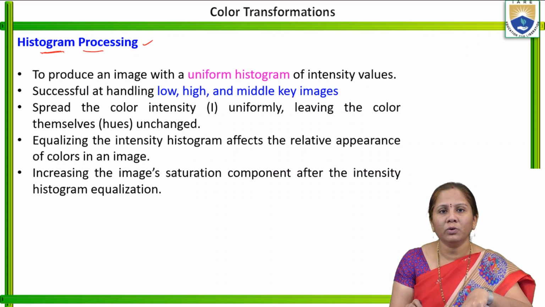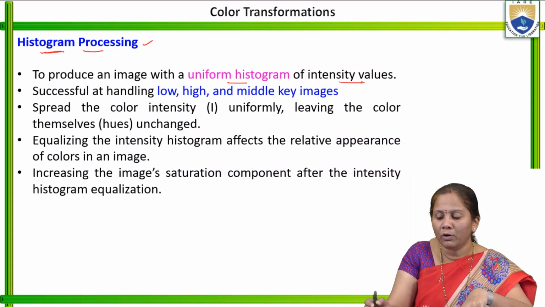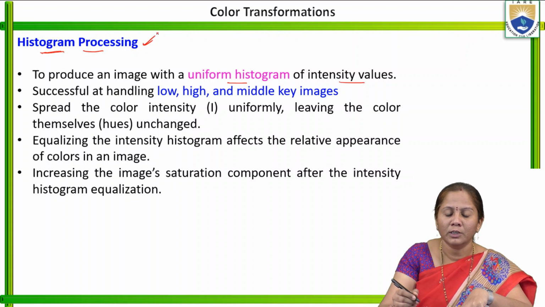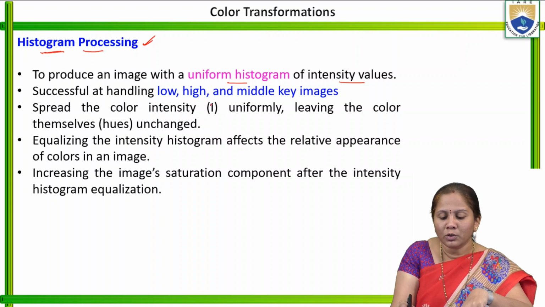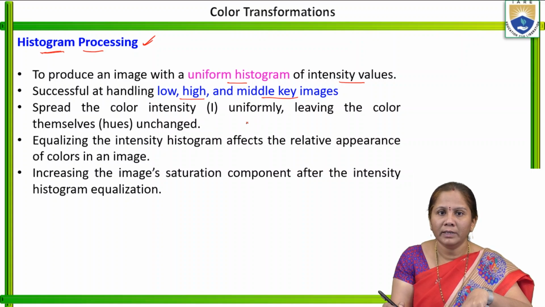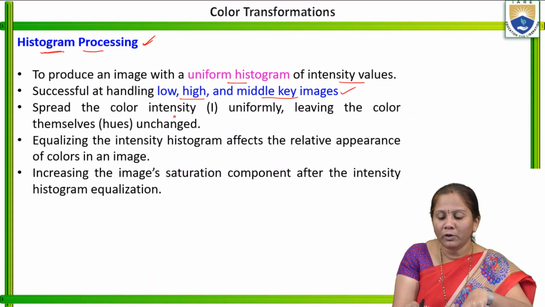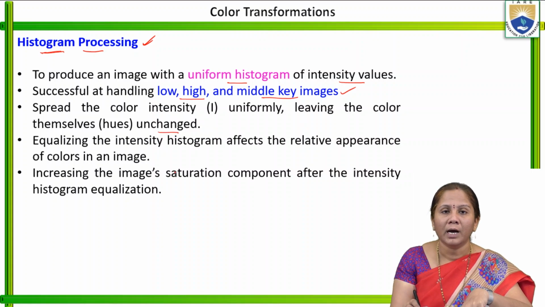Why we are going for histogram processing is to make the intensity levels equalized. So to produce an image with a uniform histogram of intensity values, we do this histogram processing. It is successful at handling low, high and middle key images. We have seen high key, low key and moderate key. So histogram processing will work in all these cases successfully. It spreads the color intensity uniformly, leaving the colors themselves, that is the hues, unchanged.